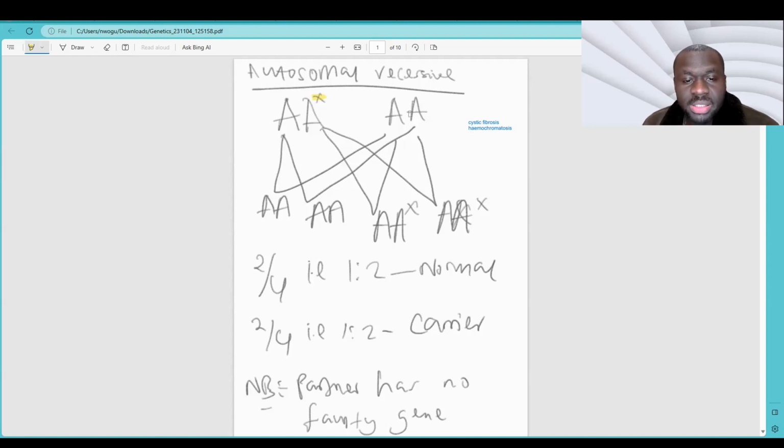I'm not very sure about that. I think I also need to confirm that detail. So obviously, if the person is a carrier, and then you explain that if your partner doesn't have this abnormal gene, then there's a 2 in 4 chance, which is a 1 in 2 chance, or 50% chance, that your child could be a cystic fibrosis carrier. There's a 50% chance that your child will not be a carrier, will have 2 normal copies of their gene.